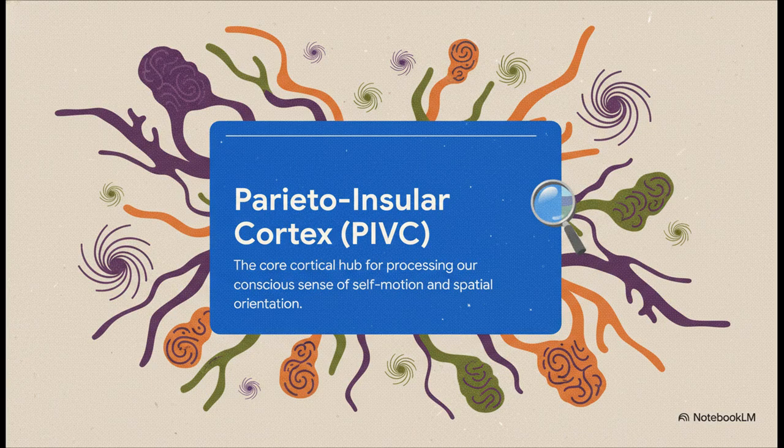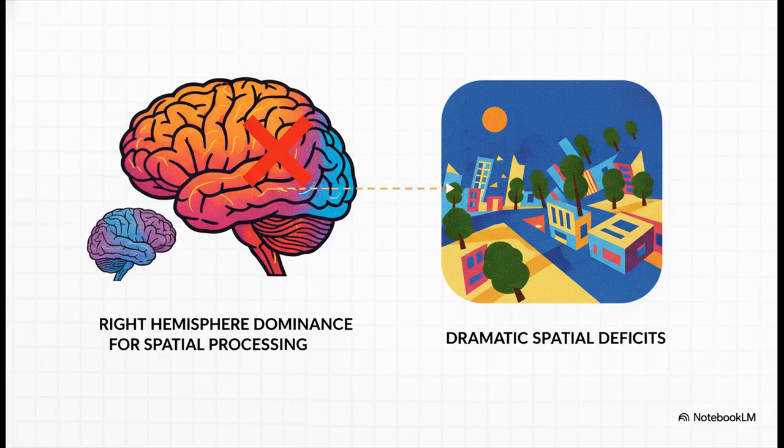Now, it's not the only spot, but you can think of it as the main headquarters for our conscious sense of motion and where we are in space. And check this out, this is a huge clinical pearl. For most of us, especially right-handers, it's the right hemisphere that does the heavy lifting for processing all this spatial info. And what does that mean in the clinic? It means that a stroke on the right side is often way more devastating for a patient's sense of space. You'll see these really dramatic tilts of their subjective visual vertical, much more so than with a similar lesion on the left. It's a key localizing sign.